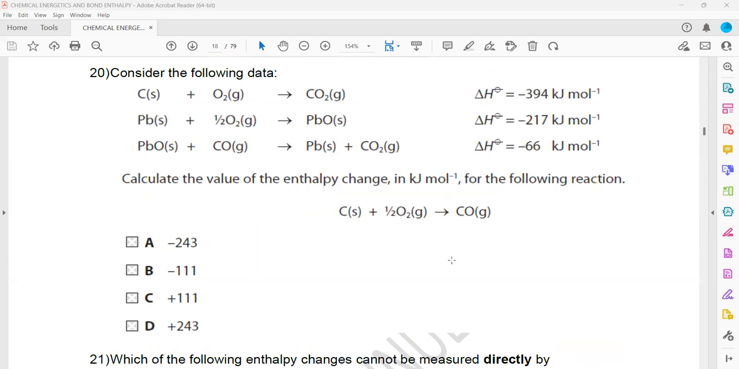In question 20, consider the following data. Calculate the enthalpy change for the following reaction: carbon plus oxygen gives carbon monoxide. You can solve such questions by using simultaneous equations as well. You can just consider them as simultaneous equations. So we have three different equations and we want carbon and oxygen to be in the reactant and we want carbon monoxide as a product.